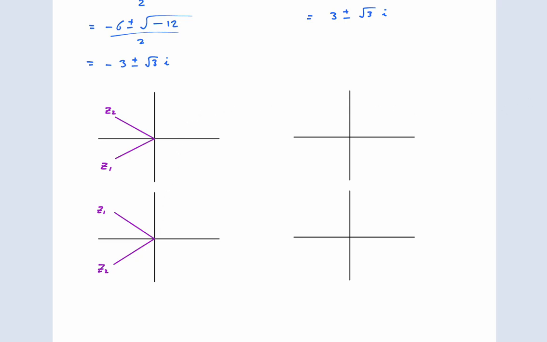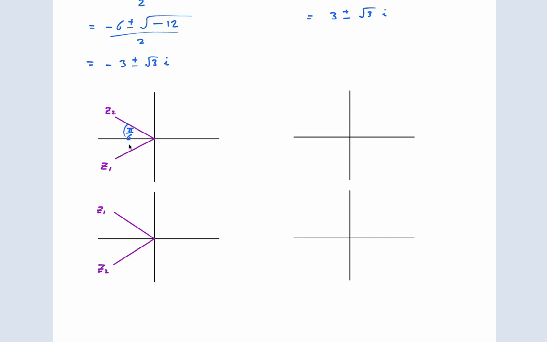Now for this guy, if he's z1, this minus 3 plus or minus root 3i means this angle here, if we do inverse tan of root 3 over 3, has to be pi over 6.